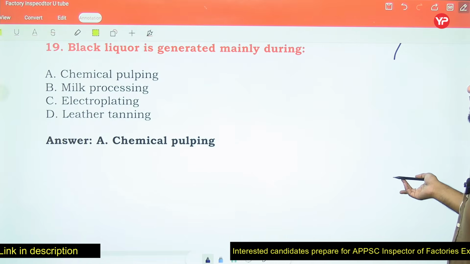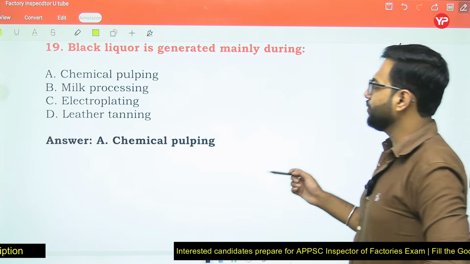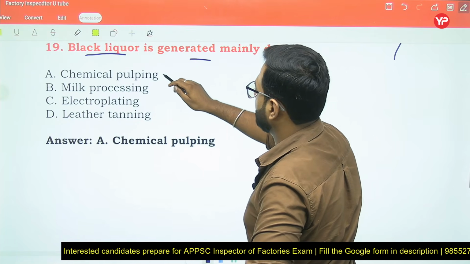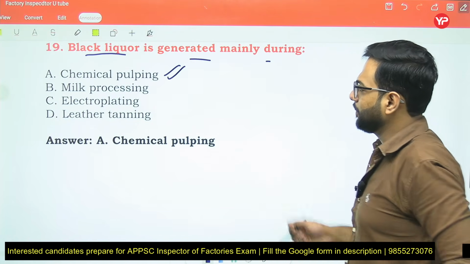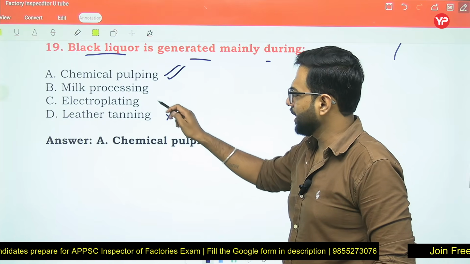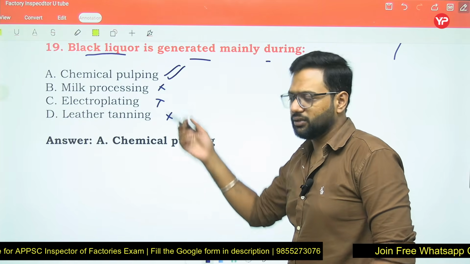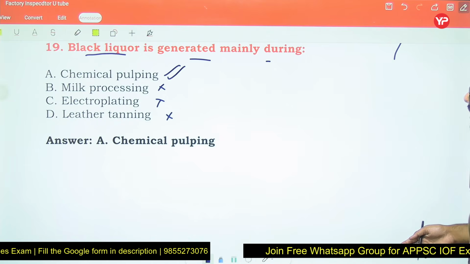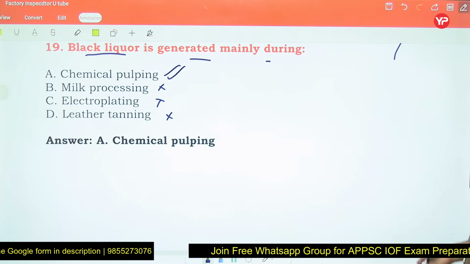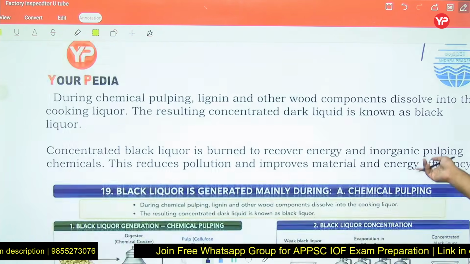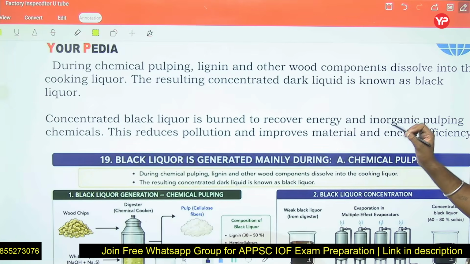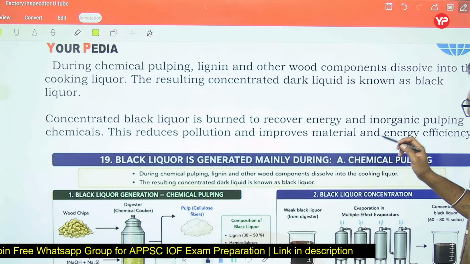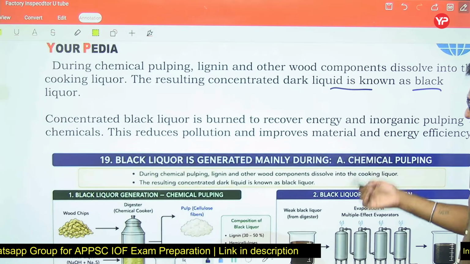Black liquor is generally generated during chemical pulping. Not leather tanning, not electroplating, not milk processing, just chemical pulping. During chemical pulping, lignin and other wood components dissolve into the cooking liquor. The resulting concentrated dark liquor is known as black liquor.